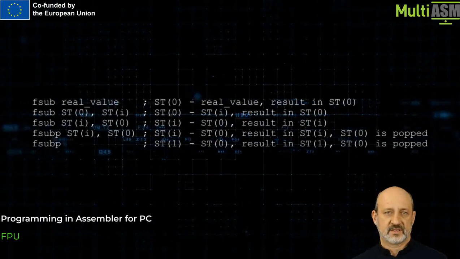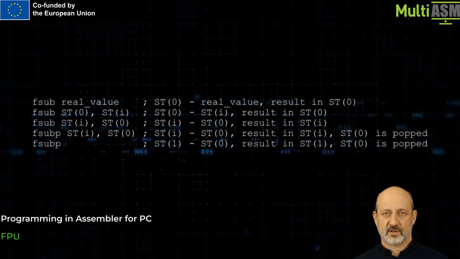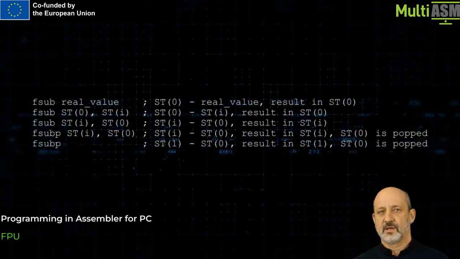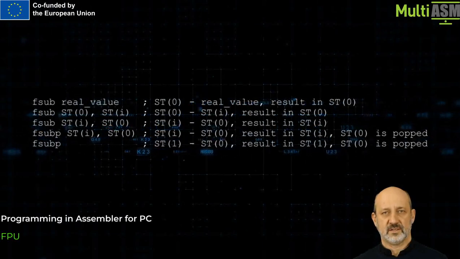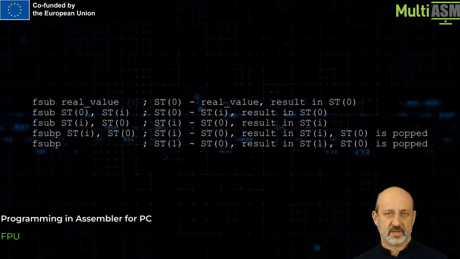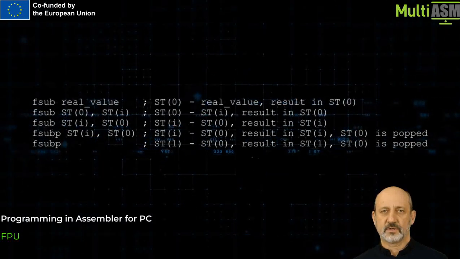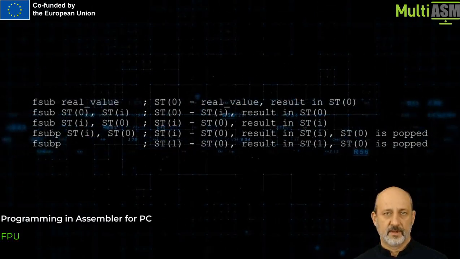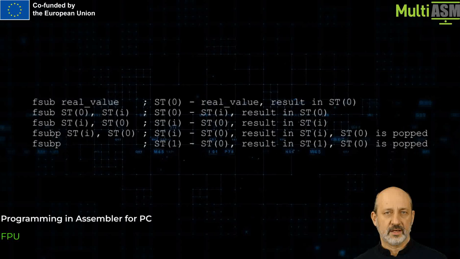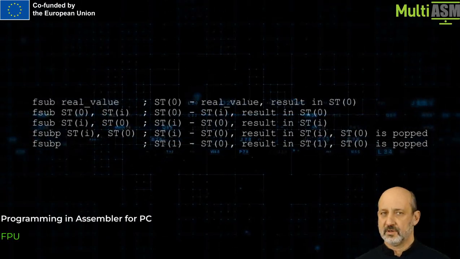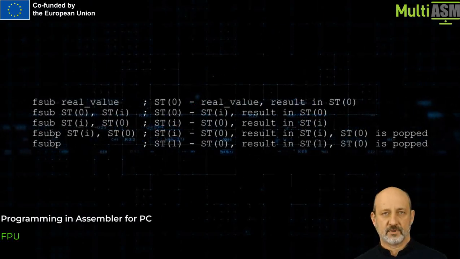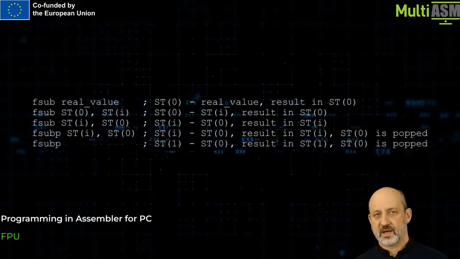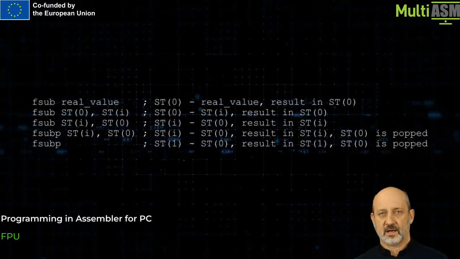If the instruction has a single argument, it must be a memory argument, which specifies a single precision or a double precision floating point number. The result is always stored in ST0. The version with two arguments works with registers only. The order of arguments determines the order of the calculation and result placement. For example, fsub st0, sti subtracts sti from st0 and stores the result back in st0. The fsub sti, st0 subtracts st0 from sti and stores the result in sti.